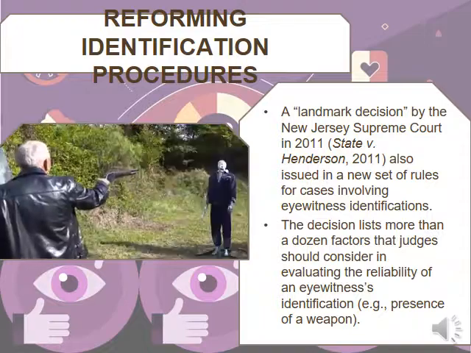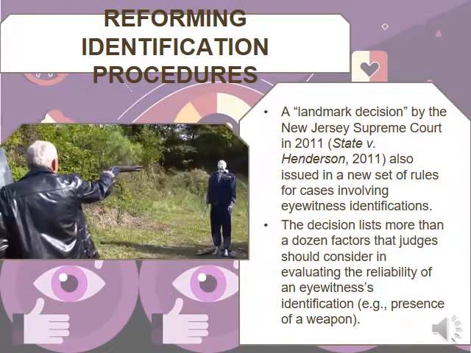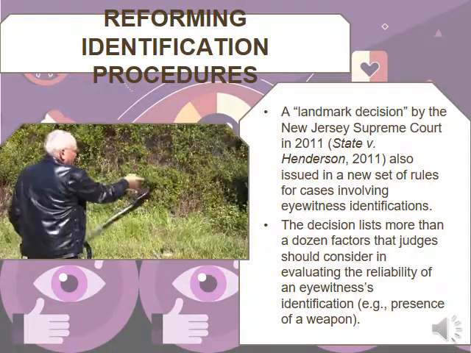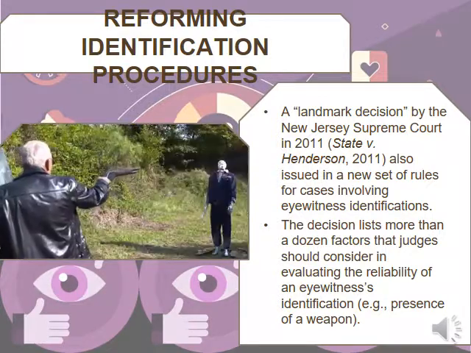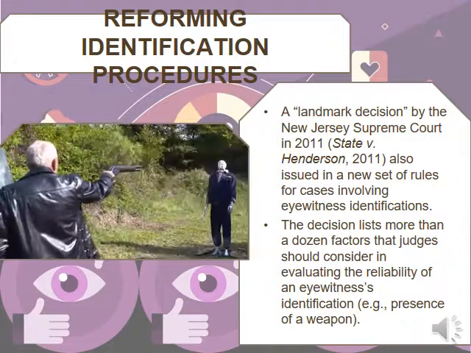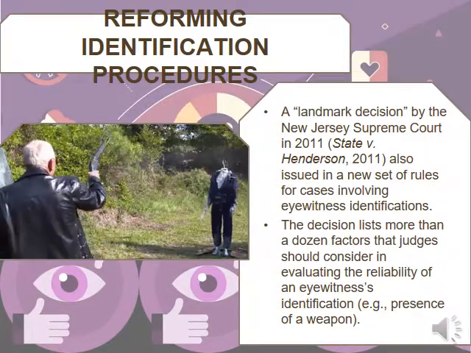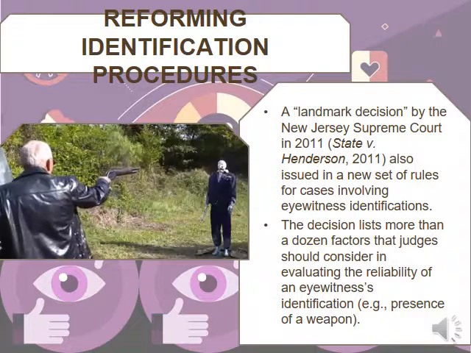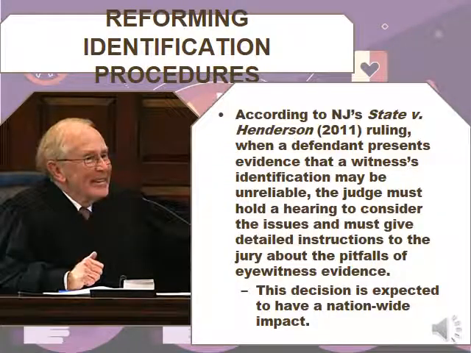So initially you have the reforming of identification procedures. A landmark decision by the New Jersey Supreme Court in 2011, State v. Henderson, also issued a new set of rules for cases involving eyewitness ID. The decision lists more than a dozen factors that judges could consider in evaluating the reliability of an eyewitness identification. In other words, whether there was the presence of a gun. Within that, when a defendant presents evidence that a witness's identification may be unreliable, the judge must hold a hearing to consider the issues and must give detailed instruction to the jury about the pitfalls of eyewitness evidence. This decision is expected to have a nationwide impact.